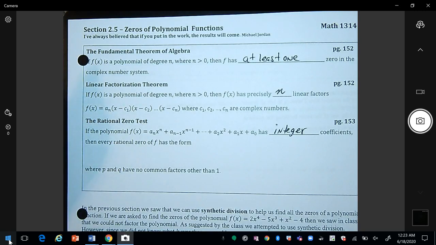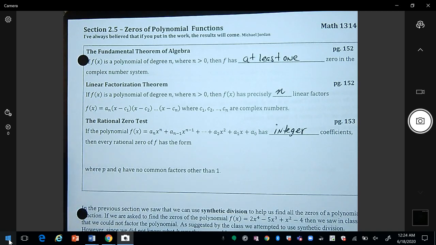Section 2.5, zeros of polynomial functions. "I've always believed that if you put in the work, the results will come." Michael Jordan. In section 2.5, we're going to be looking at finding the zeros.